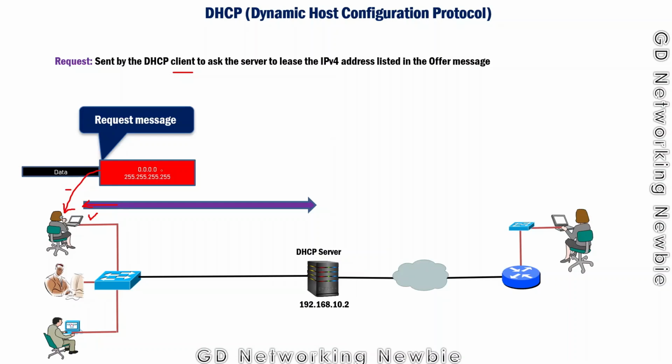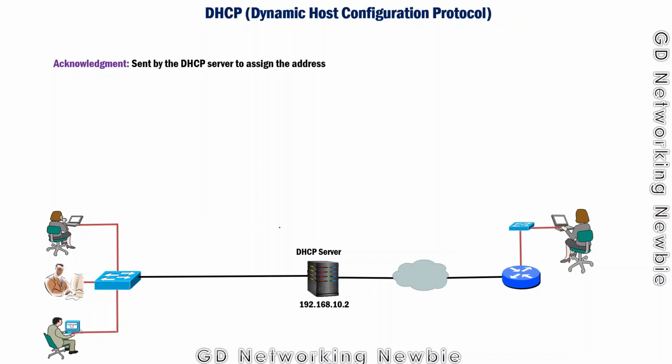So again, in the source IP address, this client will still use 0.0.0.0, and for the destination, it will again use the broadcast address. It means for this request message as well, this message will be sent to all the computers available on the network, including the DHCP server, because of this broadcast IP address in the destination.